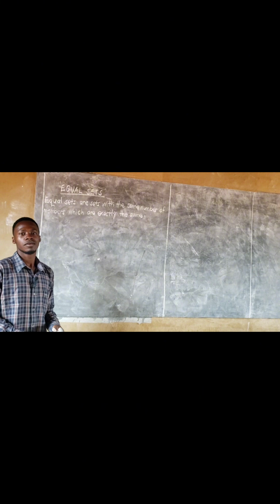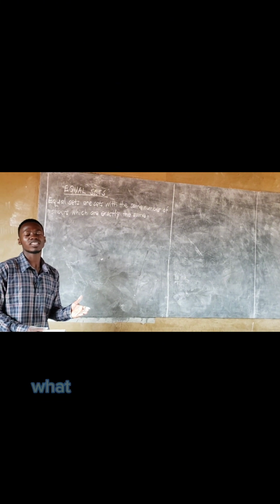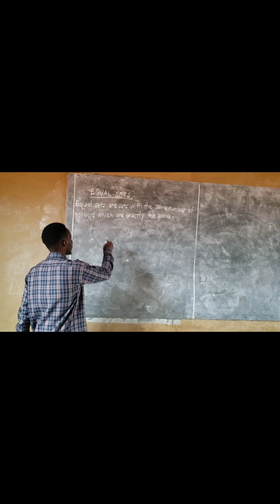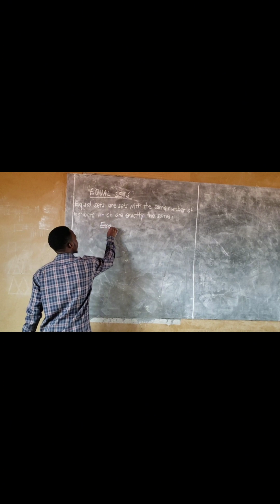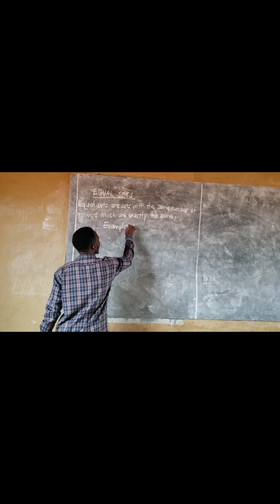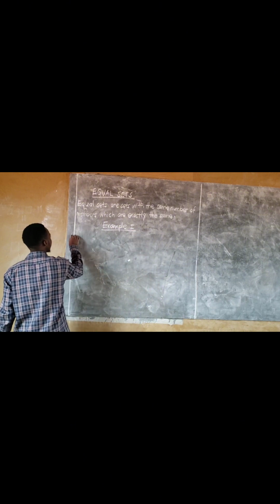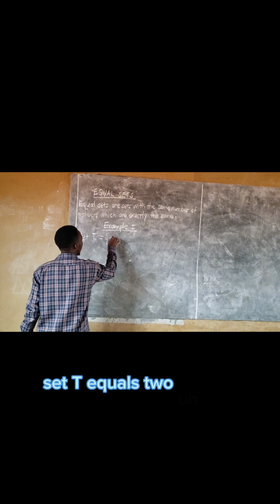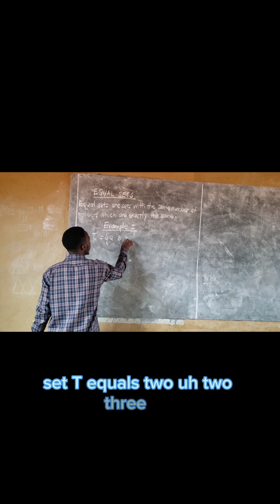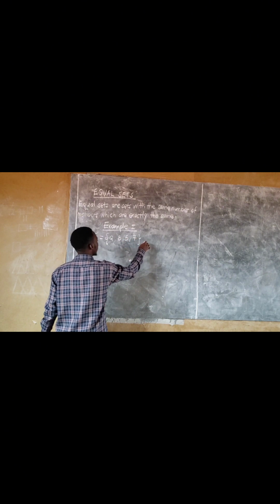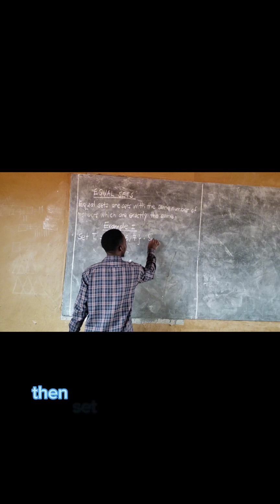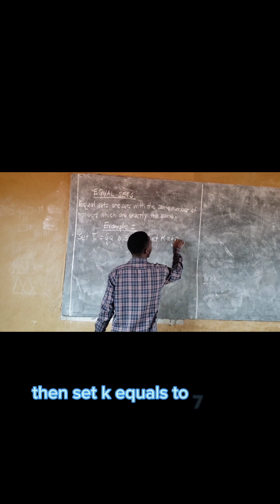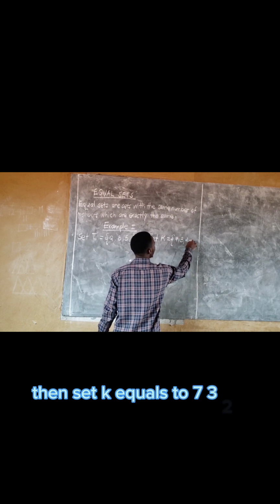Exactly the same. I think we're going to get the meaning of what I mean by exactly the same along with the examples that we're going to see. Example 1. Set T equals 2, 3, 5, 7. Then set K equals 7, 3, 2, 5.